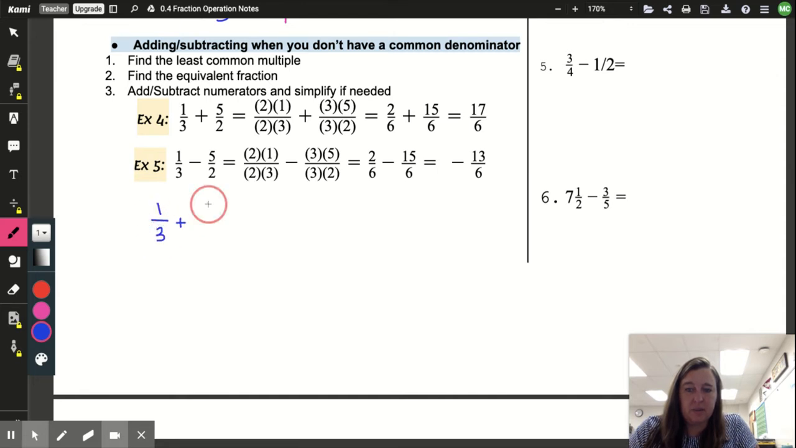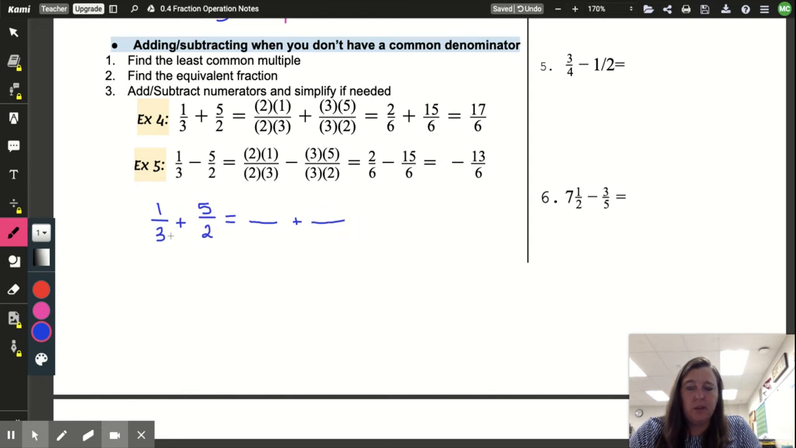So again, I'm going to take these examples and just rework them for you, even though they're already worked here on the paper. It's helpful to hear it in process. So here we go. This is addition, which means in order to add, I do have to have the same denominator. 3 and 2 are not the same, so before I can do anything else, I have to make them have the same denominator.